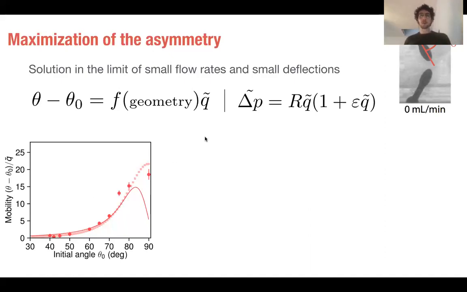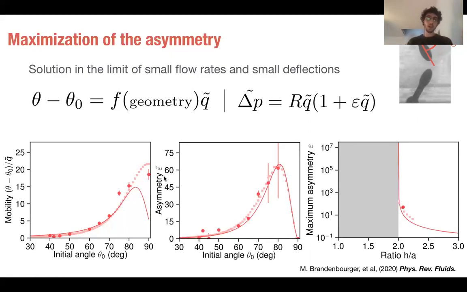What is more interesting is to look at this relation between the pressure and the flow rate. And as I was telling you before, what we want to do here is to characterize the asymmetry between forward and backward flows. And if we follow this, then the asymmetry is simply expressed by this parameter epsilon here. And if we plot epsilon once again as a function of the initial angle θ0, then we have those results, which are showing that it looks like there is an optimum value of this initial angle θ0 to maximize the asymmetry of the flow here.